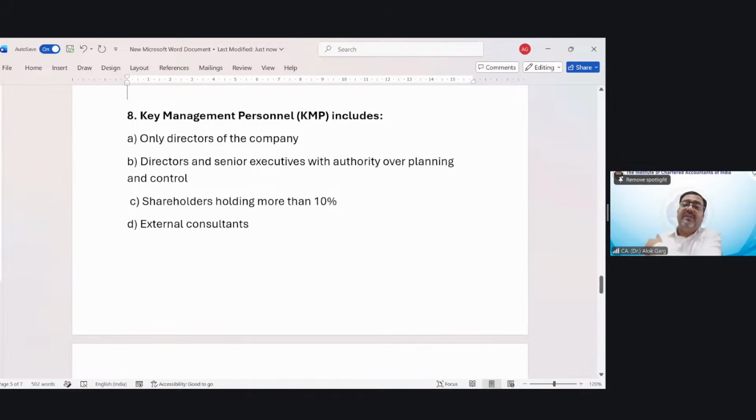Key management personnel includes only directors of the company; directors and senior executives of the company; only directors of the company; directors and senior executives with authority over planning and control; shareholder holding more than 10%; external consultants. So of course, KMP means directors and executives with authority over planning and control. B is the right answer.